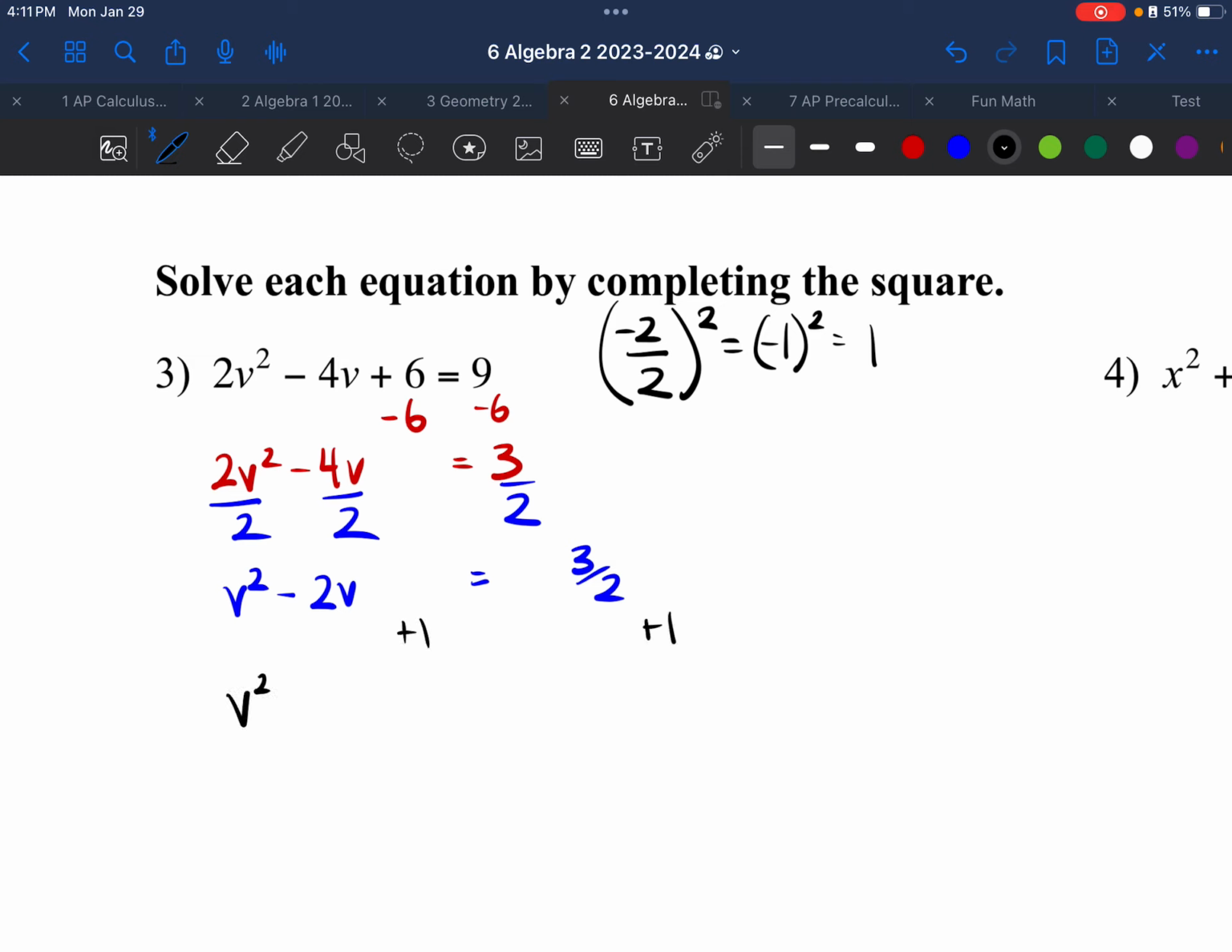So this left side is going to be v squared minus 2v plus 1. The right side, I need to have like denominators here and here. I need to multiply this one by 2 over 2.